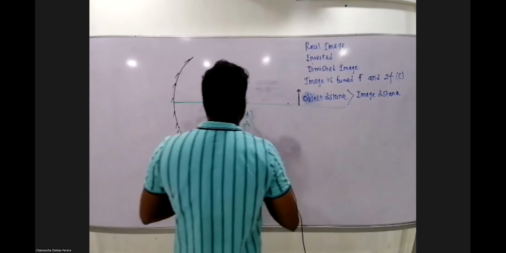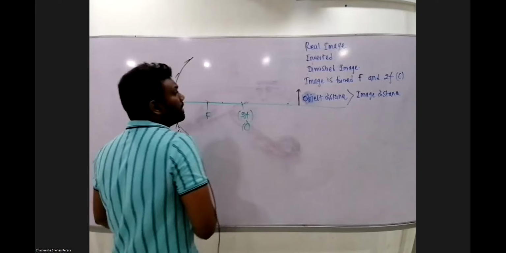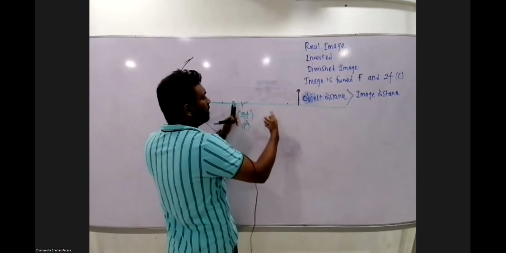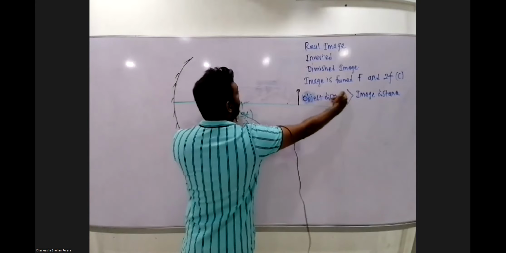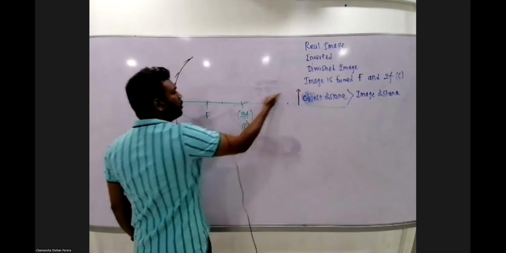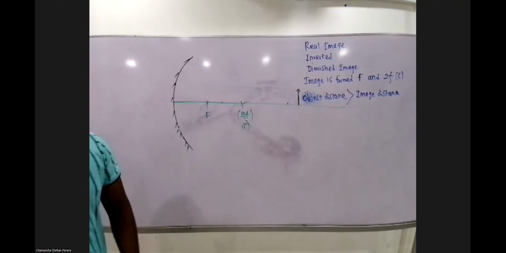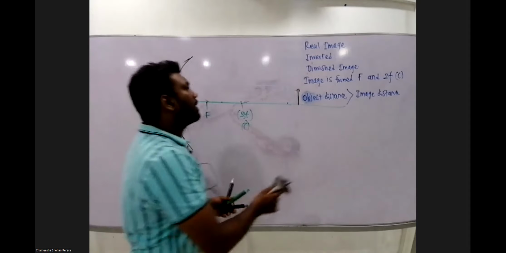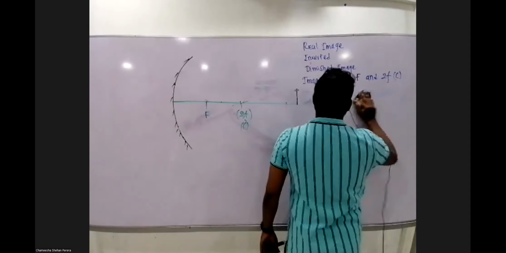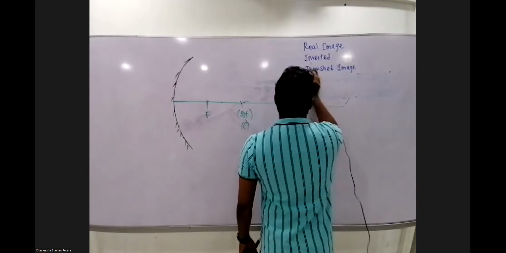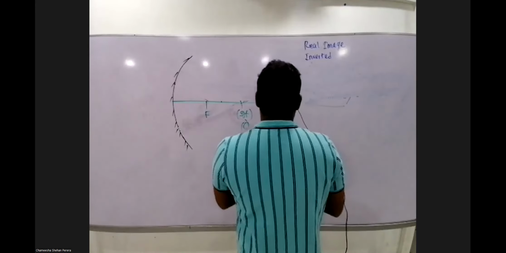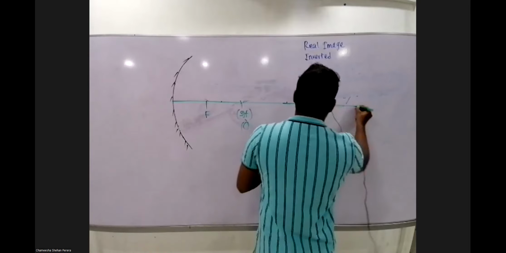So from this object there's one light ray. Like I told you, with this object there will be no light ray coming through 2F also. Can you understand? That's what I want you to understand. The object has to be so far away that no light ray from the top of the object goes through 2F to the concave mirror.